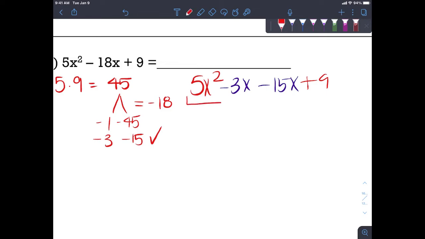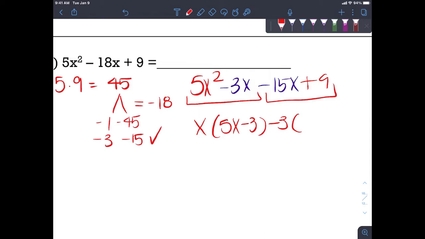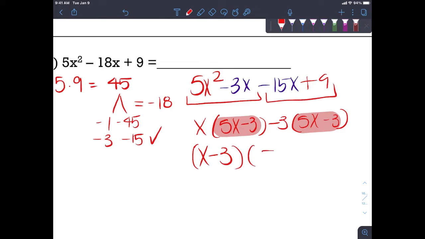Now I'm going to factor from the first two, factor from the second two. I'm going to verify the insides of my parentheses are the same. I'm going to combine like terms. And if they had asked me to solve it, it would be opposite over coefficient. Opposite over coefficient.